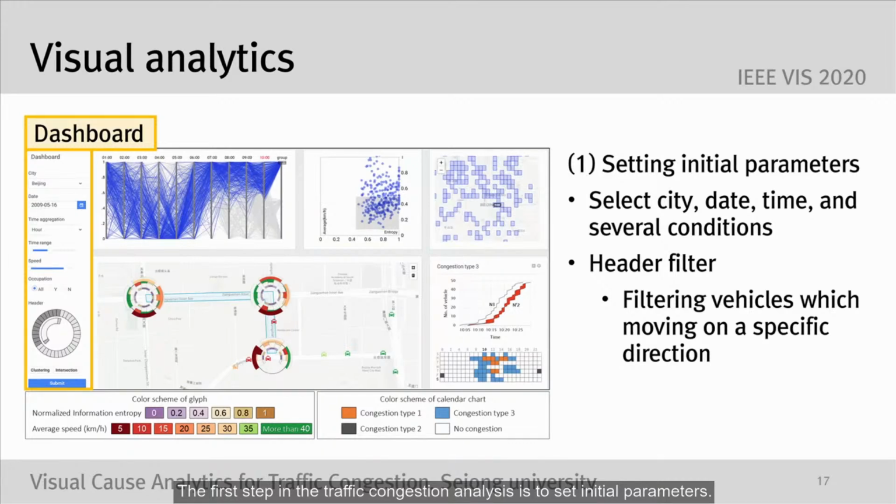The first step in the traffic congestion analysis is to set initial parameters. We select a city, date, time, and several other conditions on the dashboard. The heading filter allows us to analyze the traffic congestion patterns of moving vehicles only in specific directions. When the city is selected, we define a tile on the city map. In this case, we divide the tile at intervals of 1 km by 1 km.